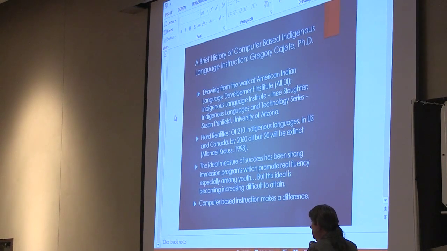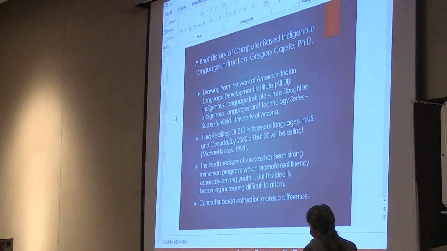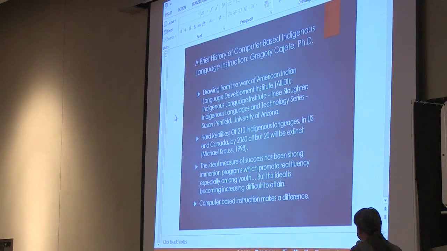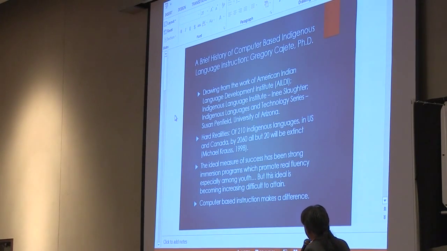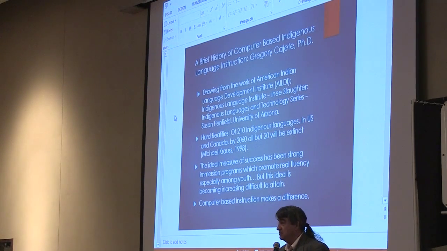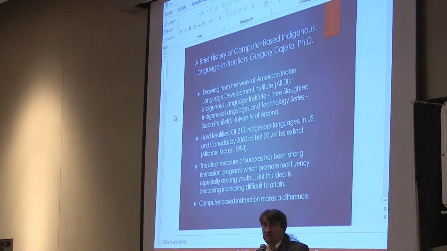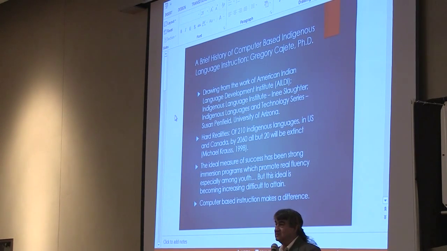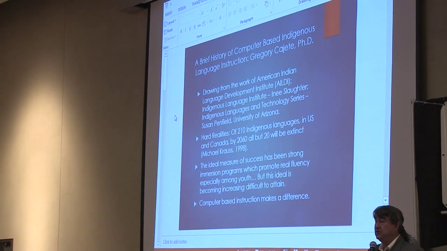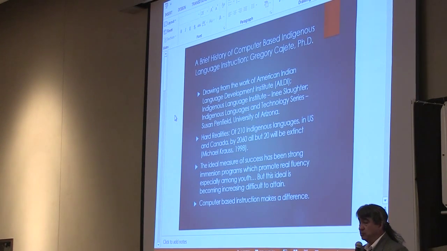You know, we have some hard realities, of course, that we face, and these are actually somewhat dated statistics, 1998, of 201 indigenous languages in the US and Canada. By 2060, all but 20 will be extinct. And those figures are probably somewhat conservative because language loss, especially in some communities under some circumstances, is actually much more rapid.